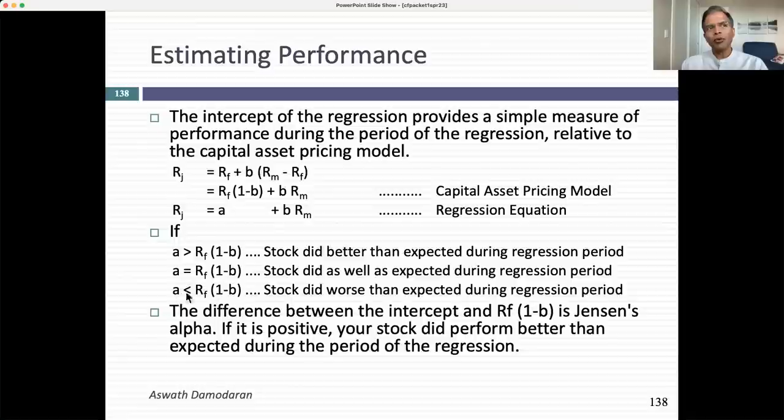In fact, the difference between the intercept and the risk-free rate times (1 minus beta) is called Jensen's alpha. And it's actually one of the most storied terms in finance. This measure, Jensen's alpha, was invented by a gentleman called Michael Jensen, who was teaching finance at the University of Chicago in the 1960s, which is where finance, in a sense, found its roots and grew. Towards the end of the 60s, Michael Jensen was interested in answering a question that everybody seemed to know the answer to: do professionally run mutual funds beat the market, and by how much?